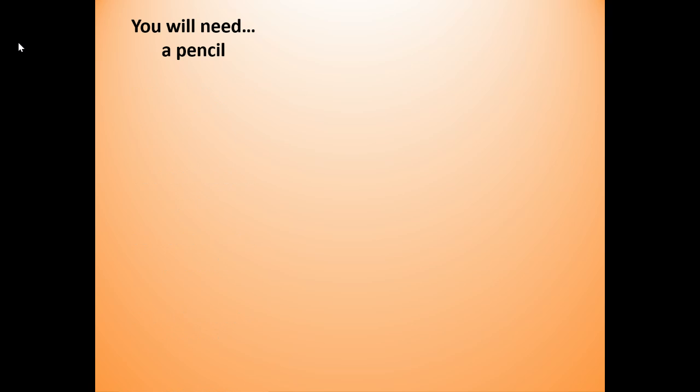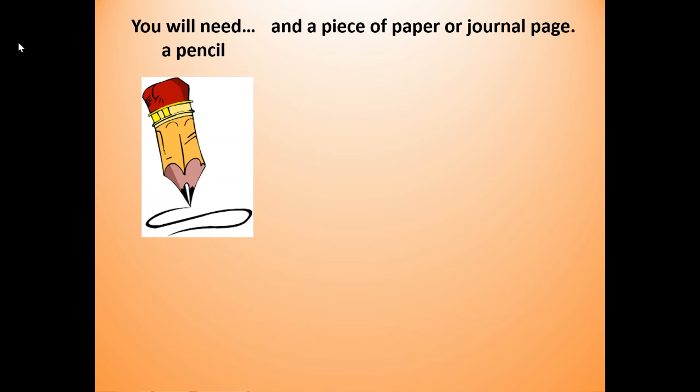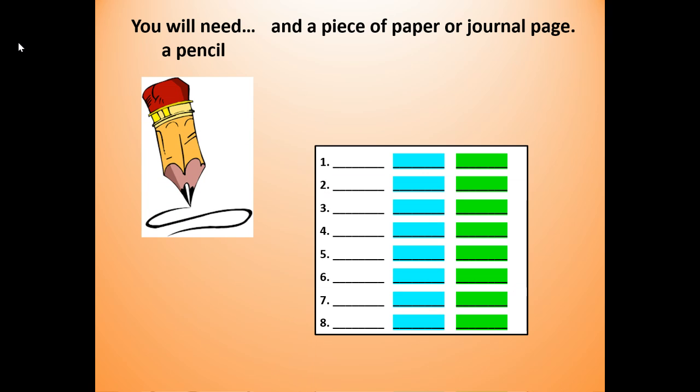So for this lesson, you will need a pencil and a piece of paper or journal page. Then you are going to write numbers 1 to 8, 1, 2, 3, 4, 5, all the way to 8. And for each number, you're going to write the targeted vocabulary or sight word.